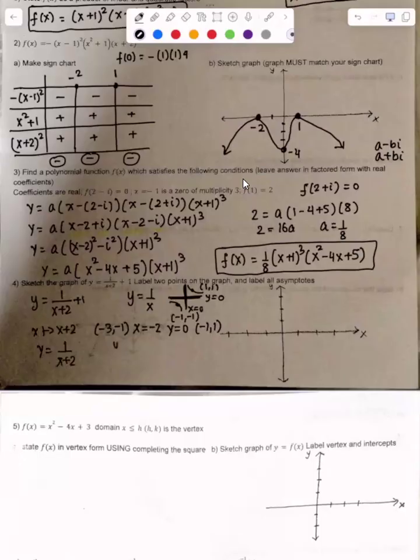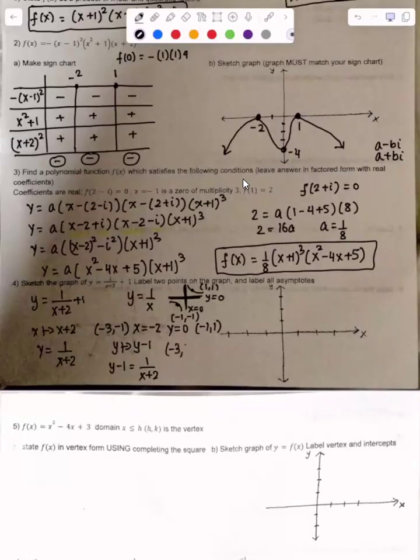And now we'll replace y with y minus 1. So y minus 1 equals 1 over (x plus 2). So y is equal to 1 over (x plus 2), plus 1. Now replacing y with y minus 1, do the opposite. You're adding 1 to all the y's. So you shift up by 1.